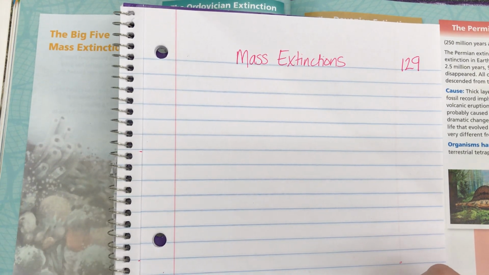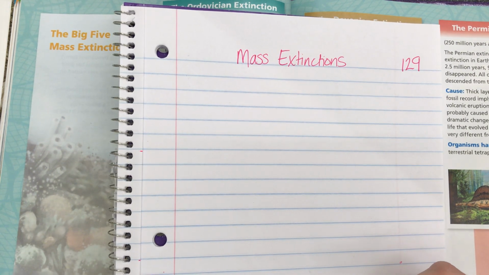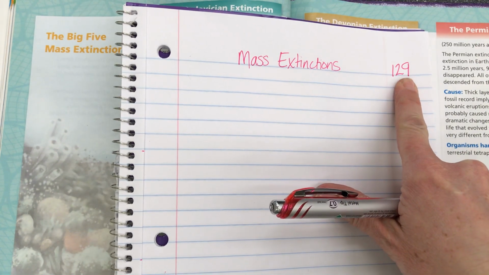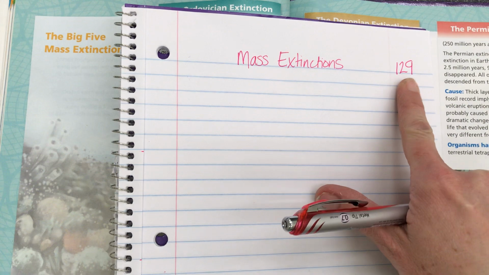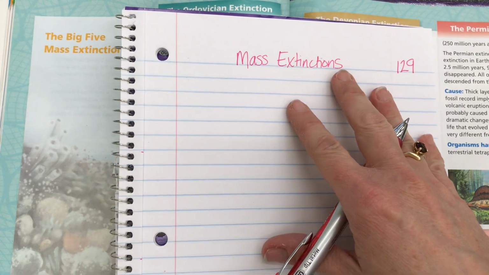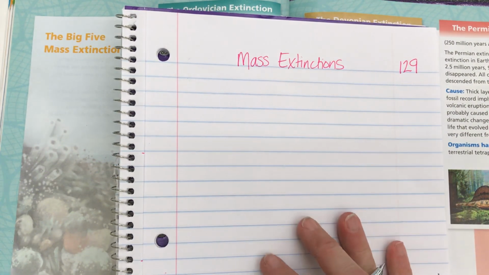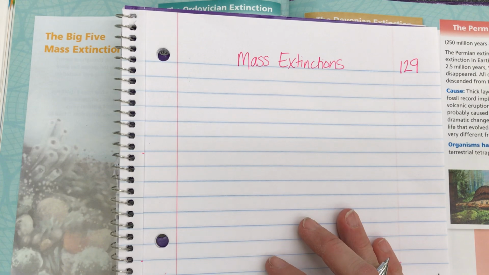Hi folks, and welcome to Mass Extinctions. Today we're going to be working on page 129 of your interactive notebook, and we're going to make a data table on here so that we can record some information about the mass extinctions.